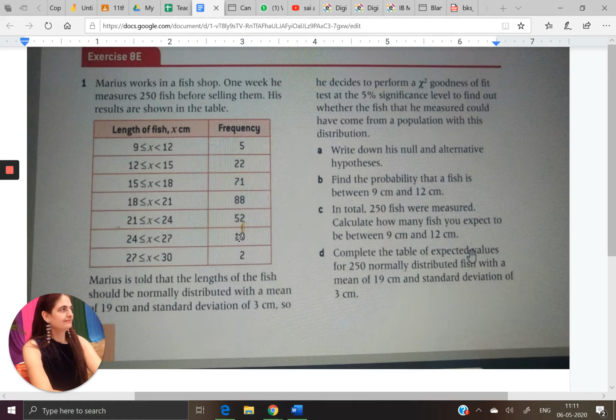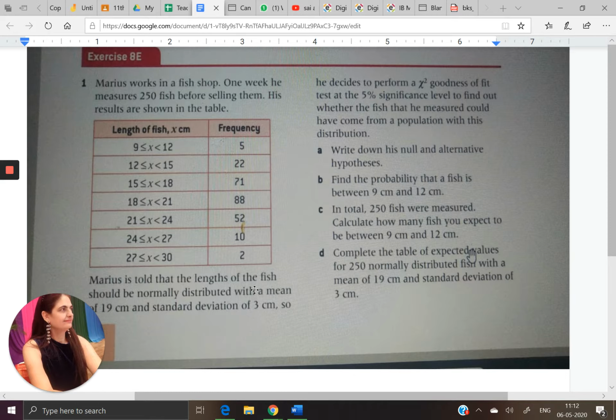When standard deviation and mean is given to you. So here is a sum where Marius works in a fish shop. One week he measures 250 fish before selling them, and the length of the fishes is given and frequency is given. Okay, and standard deviation given here is 3 centimeter with a mean of 19 centimeter.